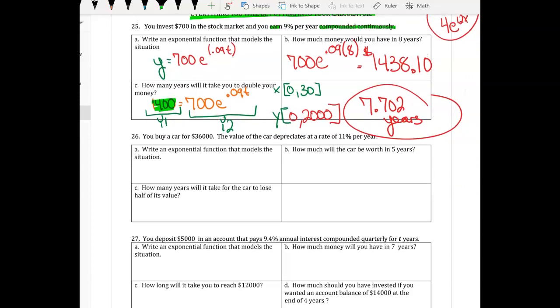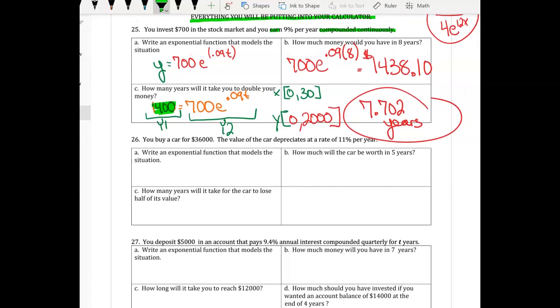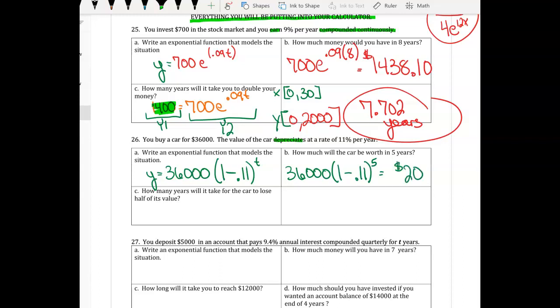All right, next one. We buy a car for $36,000. It's depreciating at a rate of 11% per year. There's no compounding, so I'm just going to use that regular formula. So I'm going to do 1 minus my percent as a decimal to the t power. How much will my car be worth in 5 years? So I'm just writing this all down with a 5. And then I'm going to go to the regular screen of my calculator, type this in, and get this as my answer.